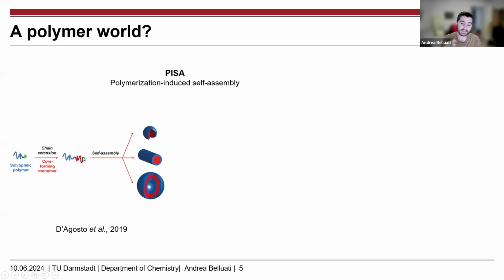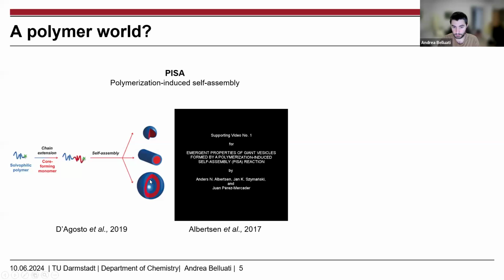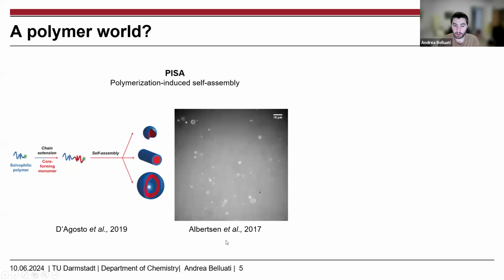This amphiphilicity leads to the self-assembly of this molecule as it gets formed, as the polymer is actually synthesized, into structures that go from classical spheres, or even just micelles, to tubular micelles or worm-like micelles, up to vesicles that actually have an aqueous core. You can see here a paper from a few years back.